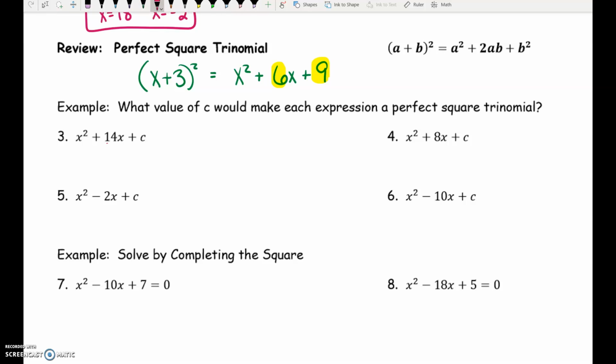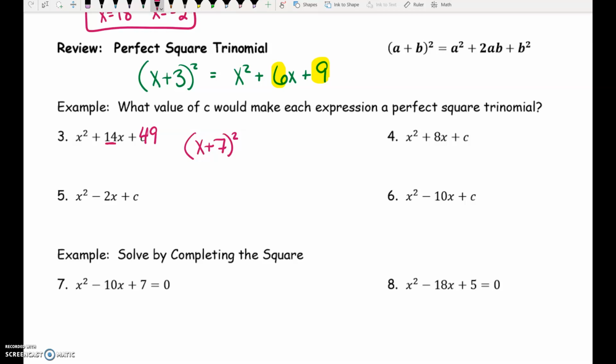So to do this, look at the middle number. What's half of that middle number? 7. And what's 7 squared? 49. So C would be 49. On your assignment, it's going to ask you to find the value of C that would make it a perfect square trinomial, then write it as a binomial squared. So this would then factor into x plus 7 squared.